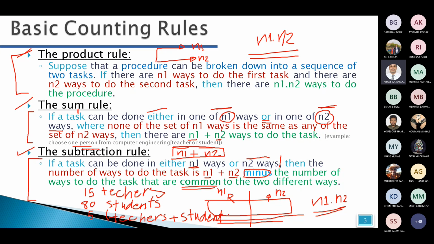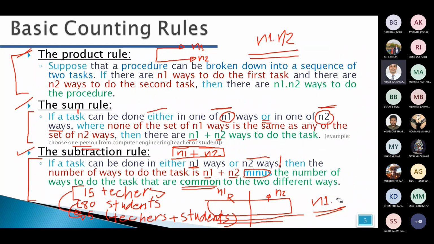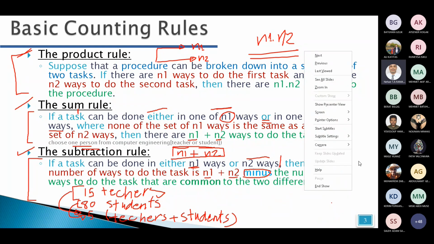At the same time. So we have 5 from this 15, 5 teachers and the students at the same time. And from this 18, we have 5 students who are teachers at the same time. Then how to solve this? Here summation is not the correct answer. The correct answer is the subtraction rule.